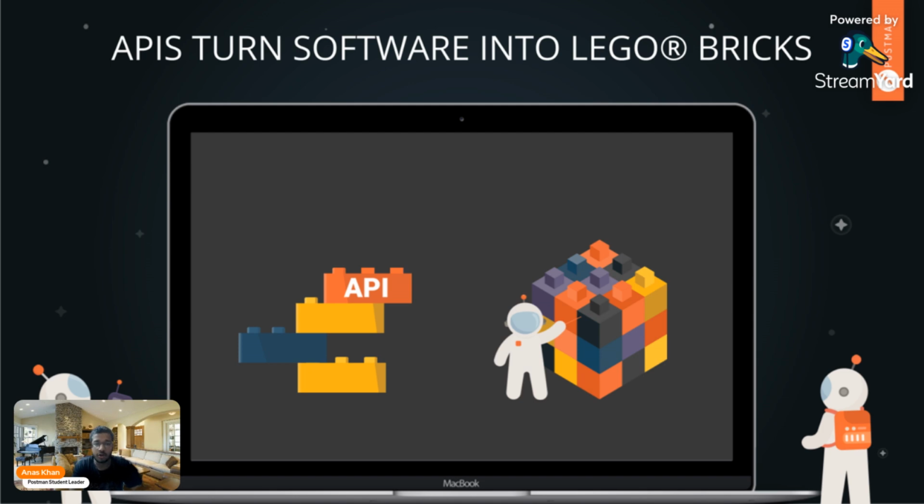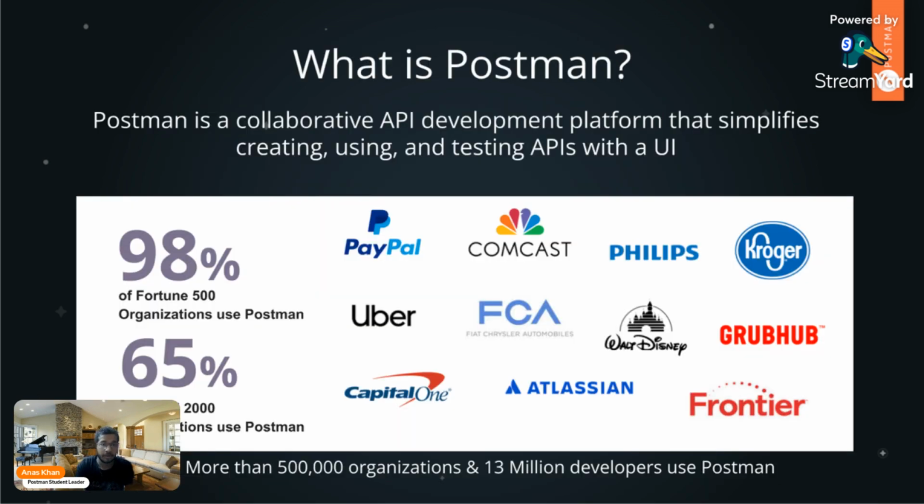API is like software made of Lego bricks. Lego bricks in the sense that APIs come in parts, in pieces, and when you combine them you can make something. That's how an API is. And what is Postman?